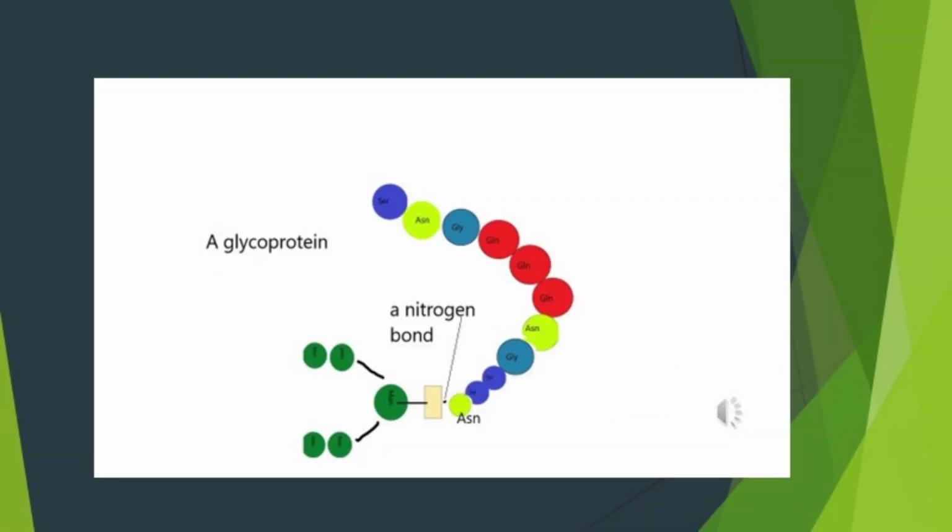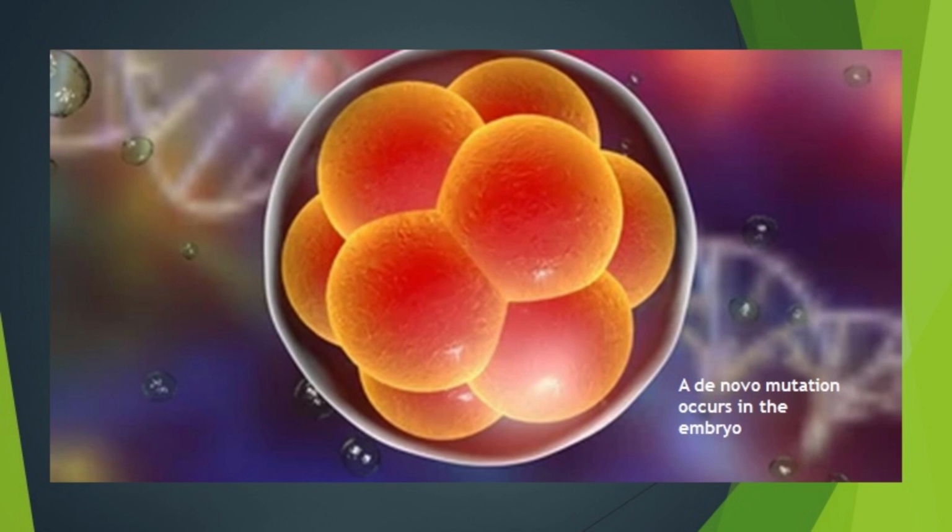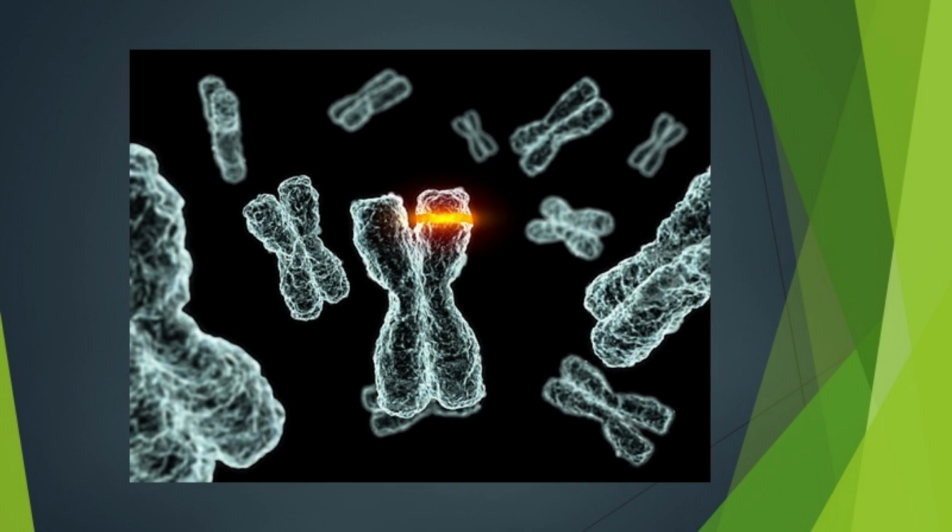Almost 50% of the body's proteins are glycoproteins. They are needed in almost every organ cell, so almost all CDG patients have multi-organ problems. How does this happen in SSR4-CDG? Unlike most types of CDG, most SSR4 cases reported so far are due to a de novo mutation. That is, the mutation occurs spontaneously in the patient. In this case, the mutation is not inherited from the parents and occurs during embryonic development.